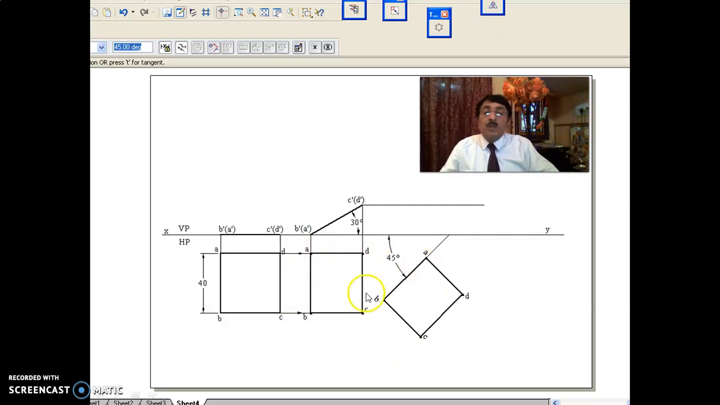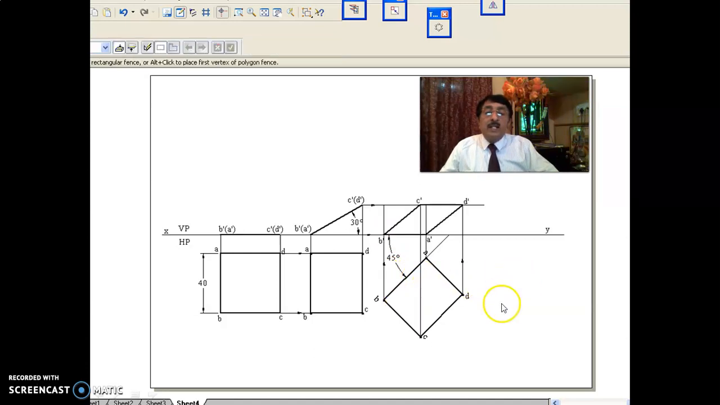Now what you do is, the edge on HP, that is, you see here, edge on HP AB is inclined at 45 degrees to VP, as given. That is why move and copy and rotate in such a way that AB is inclined at 45 degrees to VP. Once you do this, take the projectors to the front and join this, and as a result, you are getting the front view here.